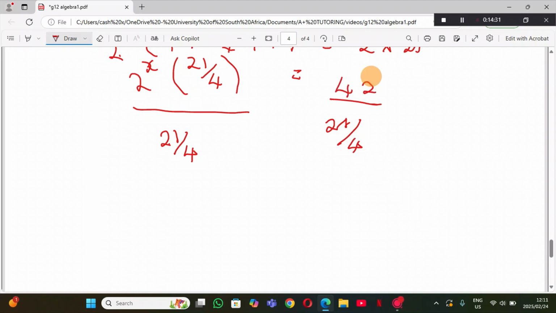So we now have 42. Now what is 42 divided by 21 over 4? We get 8. So we now have 2 to the power of x is equal to 8, of which 8 can be changed into exponents, which is 2 to the power of 3. So now remember, same base, I can drop the base and I can have the exponents equal to each other.